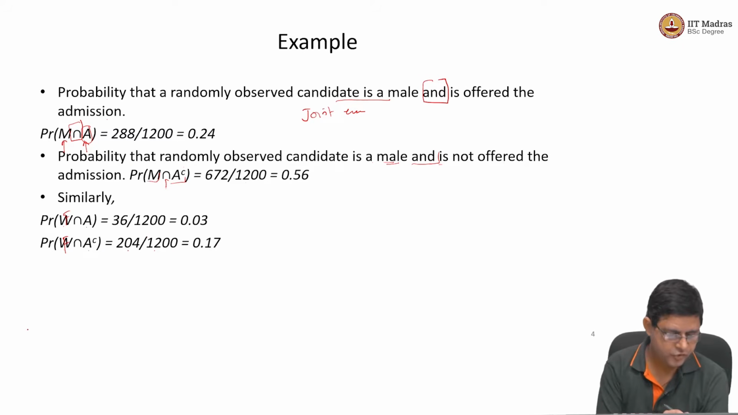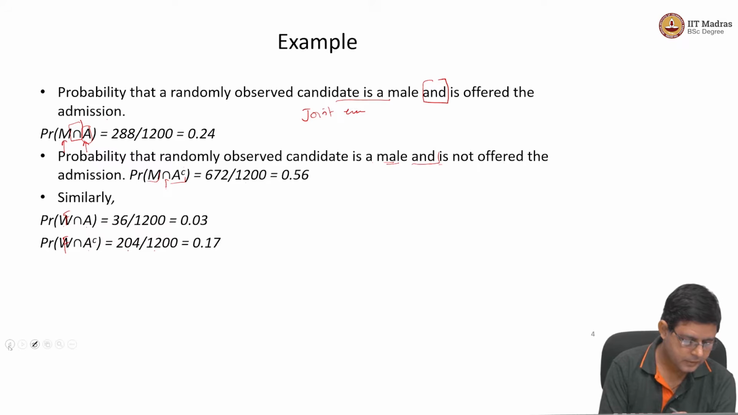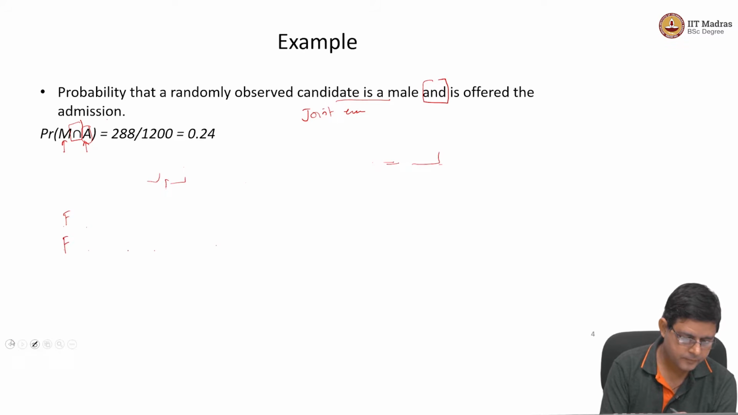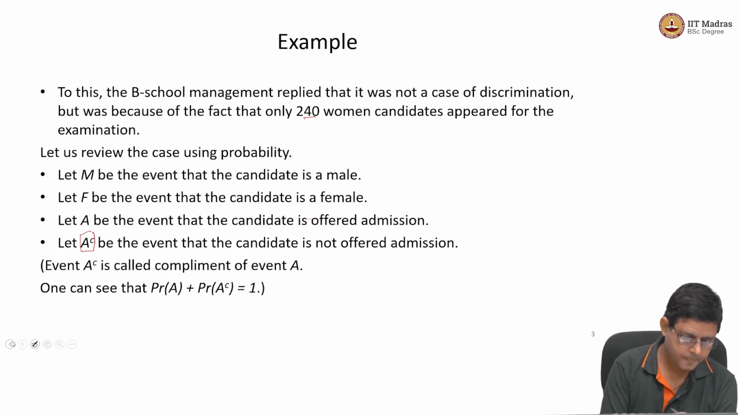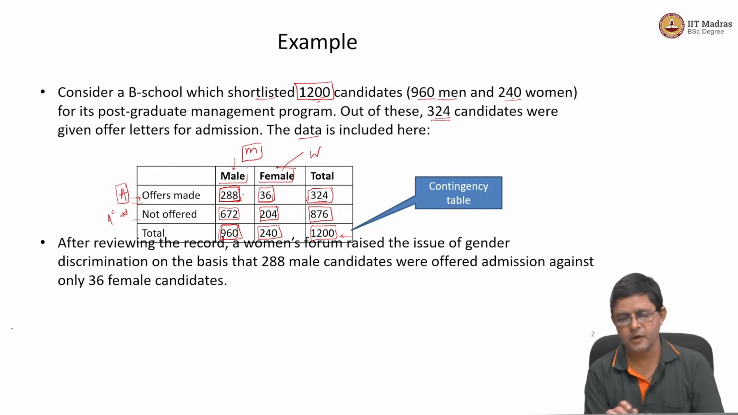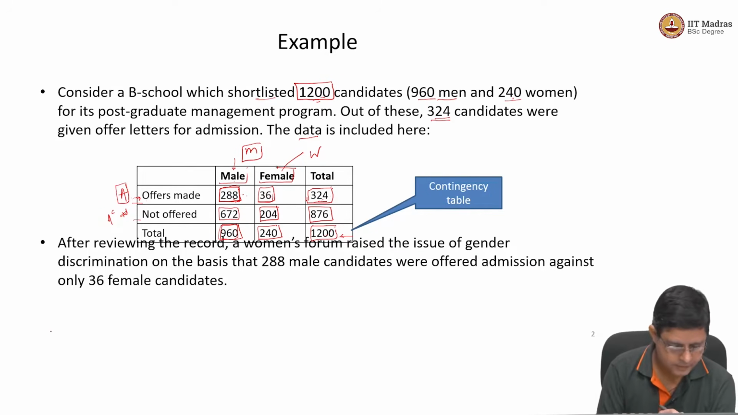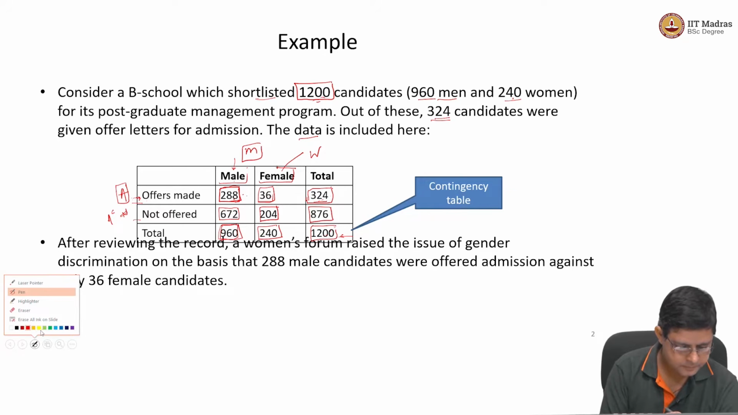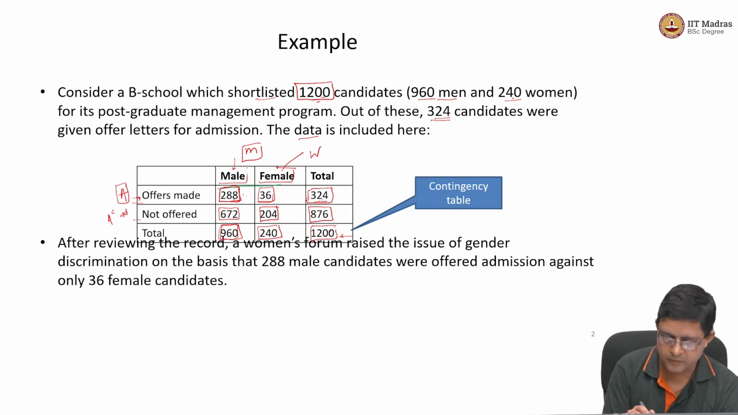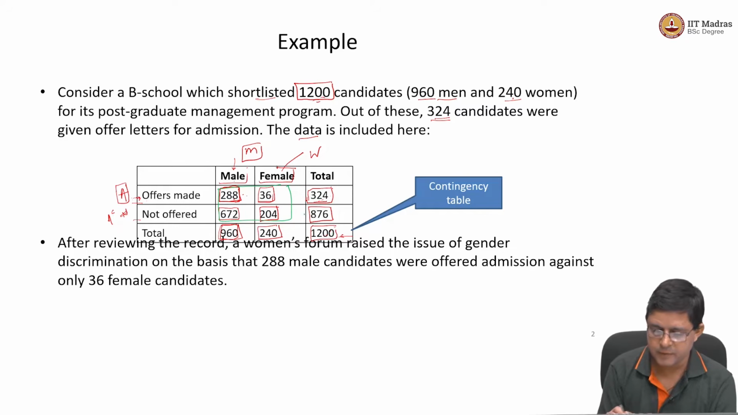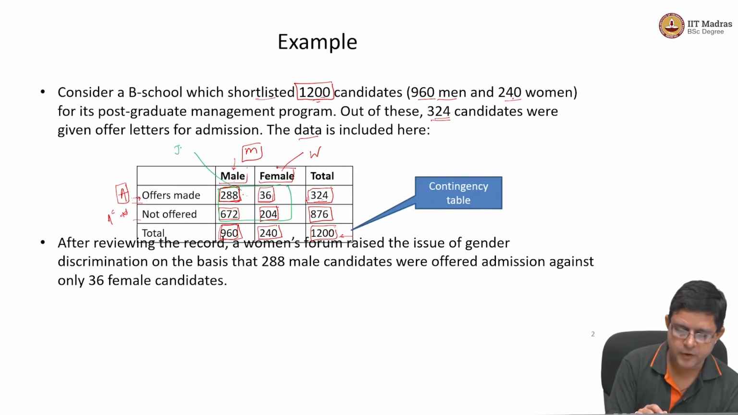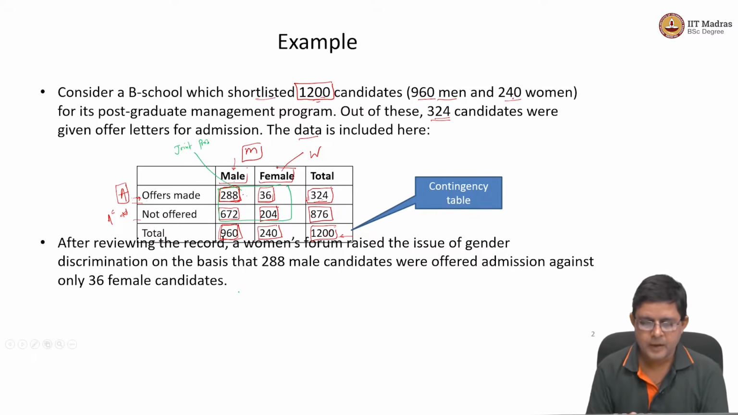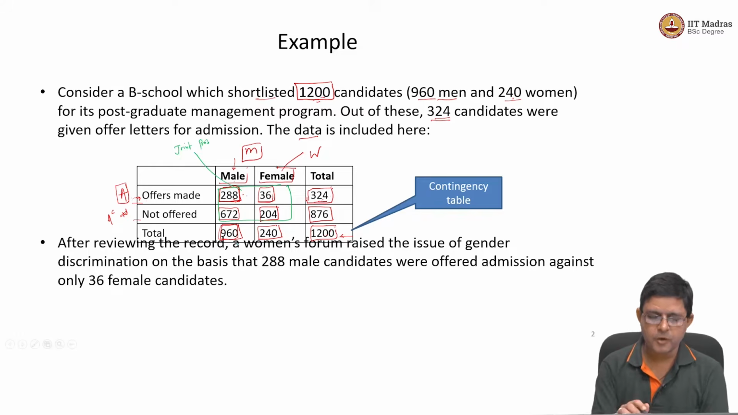So, these are called joint probabilities. Going back to the table, these 4 numbers, 288 divided by 1200, 36 divided by 1200, 672 divided by 1200, 204 divided by 1200, are called joint probabilities.